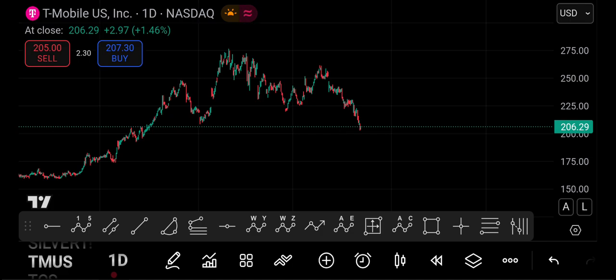And if you are on the buy side and you are in profit, then this is a perfect time to book your profit before your profit gets wiped out.